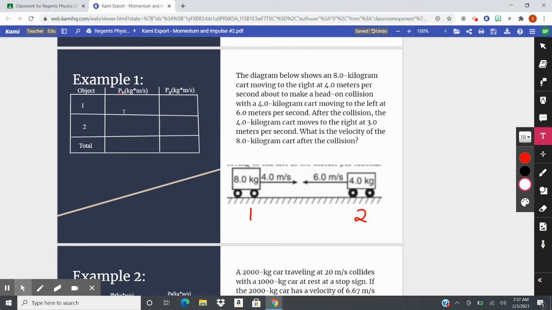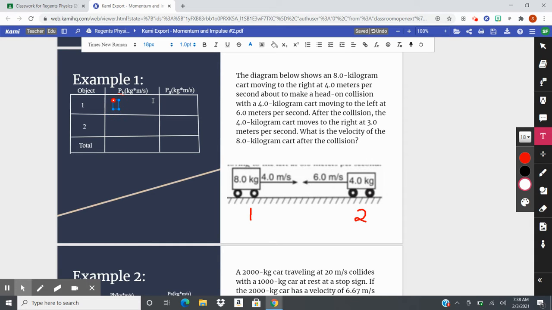Now, for object number 1, we need to calculate the momentum before the collision. Well, it says before the collision, the 8 kilogram cart is moving to the right 4 meters per second. So we have 8 kilogram cart times the speed. The speed is 4 meters per second. It is going to the right. So we have 8 times 4 is 32, right? We have a momentum of 32 kilograms times meters per second.